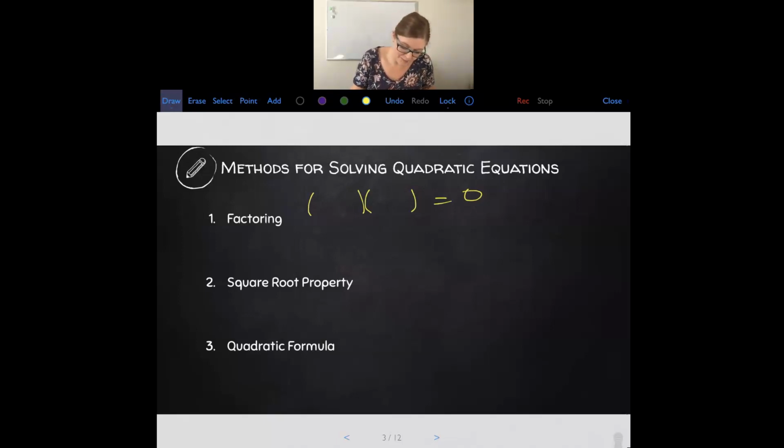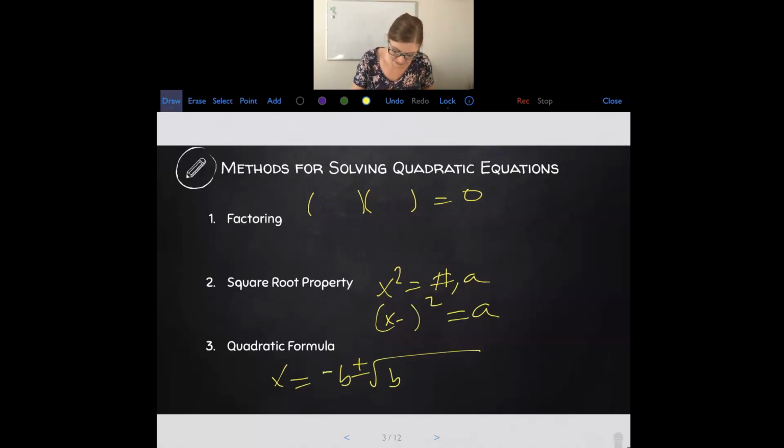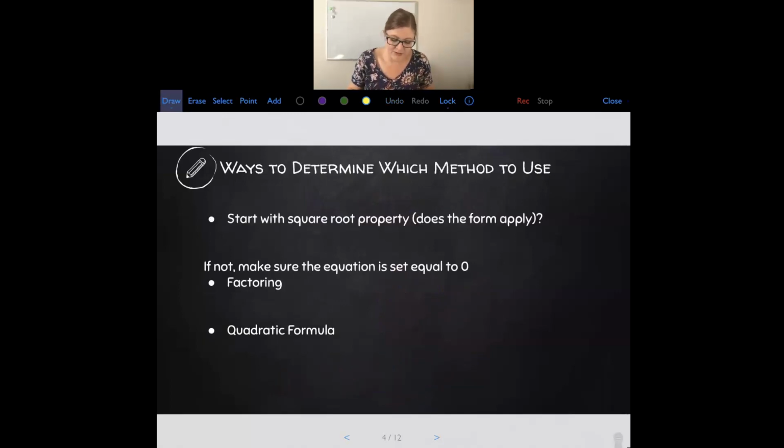With the square root property, that's where we had x squared is equal to some number. We could call it a if you want, or we had our parentheses x minus something squared or plus something could be equal to a number where you are able to take the square root of both sides. Don't forget the plus or minus here. And then you could solve for x that way. And then, of course, the quadratic formula, negative b plus or minus the square root of b squared minus 4ac all over 2a.